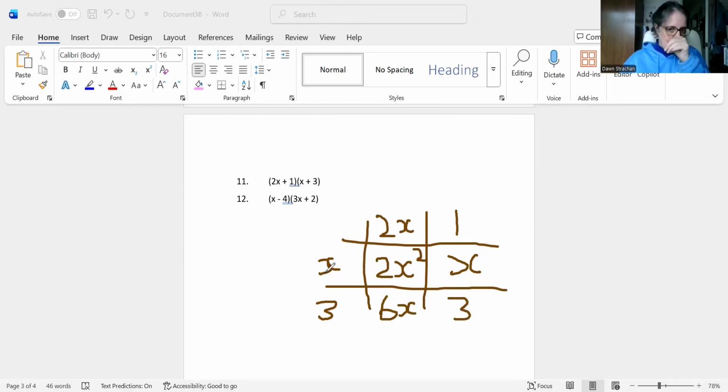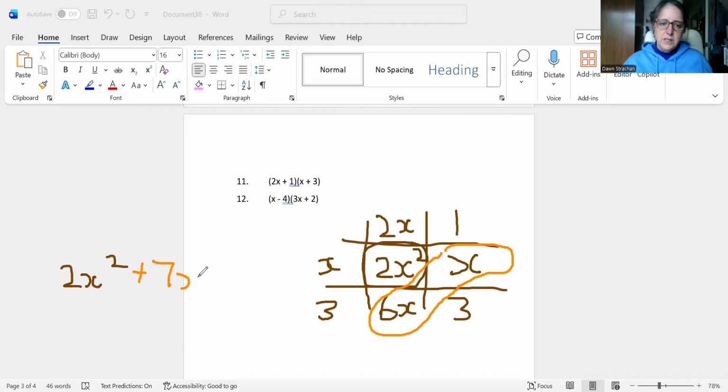Okay, so I have a 2x squared, which is how we'll start. And then we'll have our 1x plus our 6x. Another girl I used to work with from a different school, they used to call this the peanut method, because when you add those two, it looks a bit like a peanut. But whatever helps you remember it, basically. And then we're left with our 3 here, so pop plus 3 on the end. Okay, so that would be the answer for number 11.